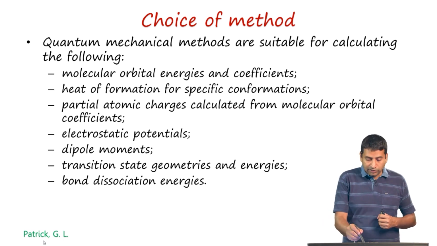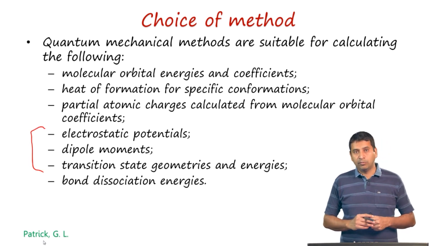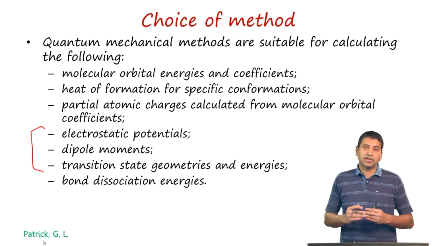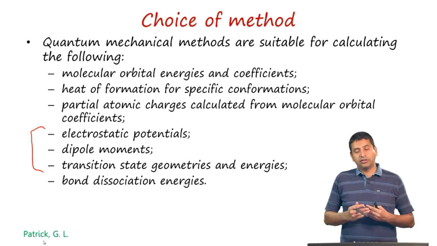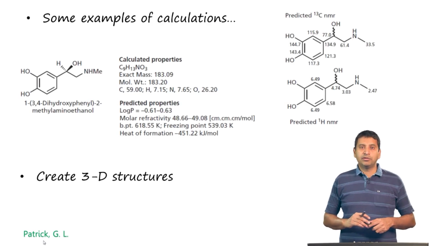So, these three aspects, that is electrostatic potential, dipole moment and transition state geometries, are very important, especially when we are looking at how the reaction proceeds. And so, if we are looking at trying to figure out a mechanism of a reaction, then these become important. Also, dipole moments and electrostatic potentials play crucial roles in binding. So, here are some examples.